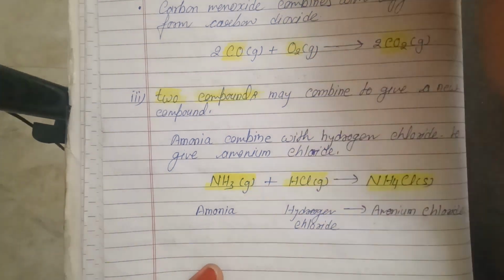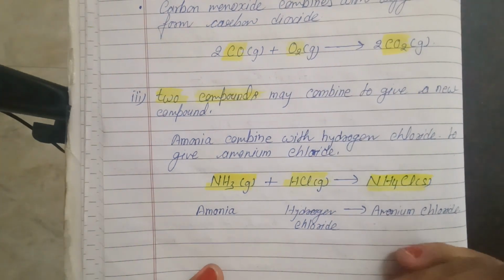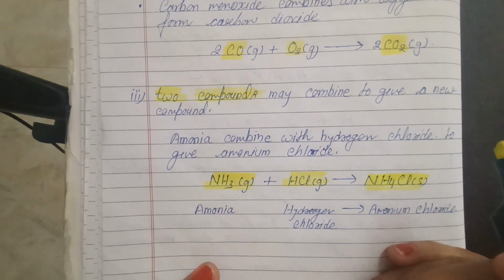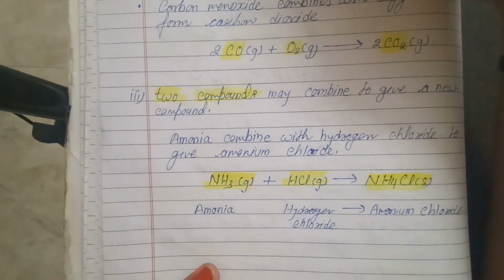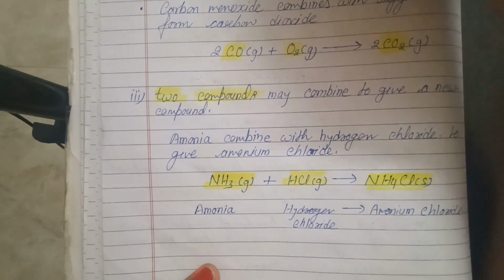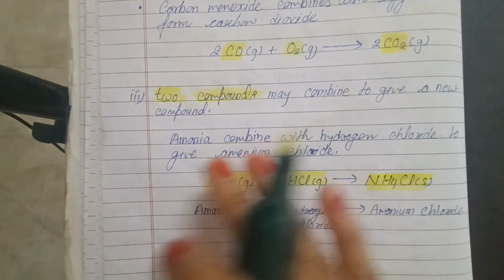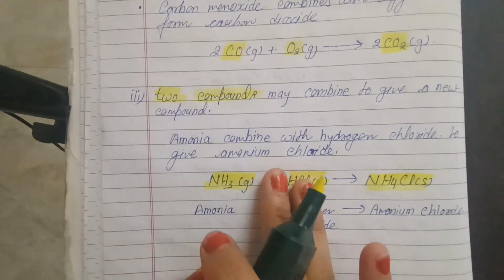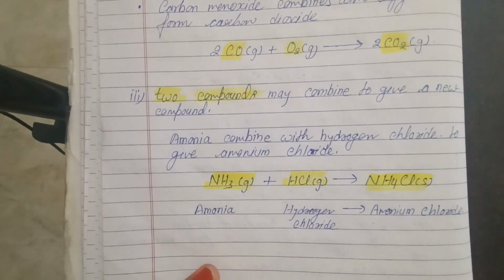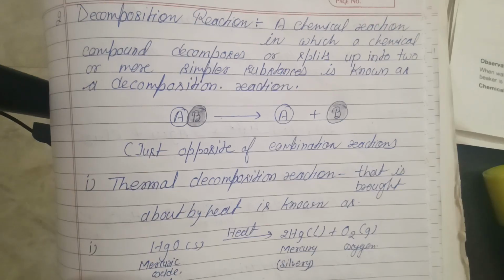Clear? These are the three kinds of reaction in the combination type. किस किस तरीके की हैं इनमें: in the first, only two elements are present; in the second, one element and a compound; and in the third category, two compounds combine together to form a new compound. This is known as the combination reaction or synthesis reaction. I hope it's clear to you.